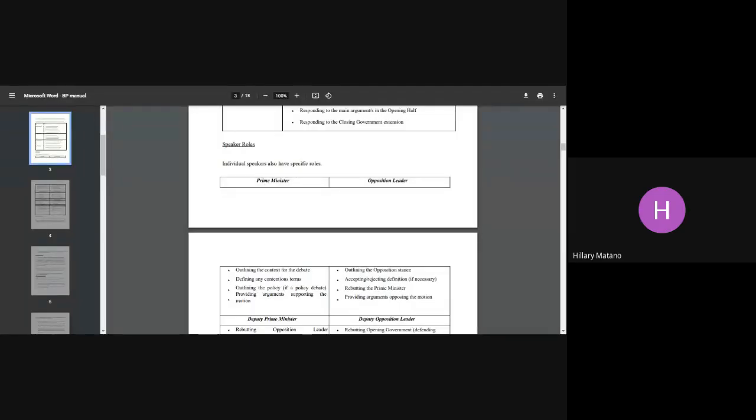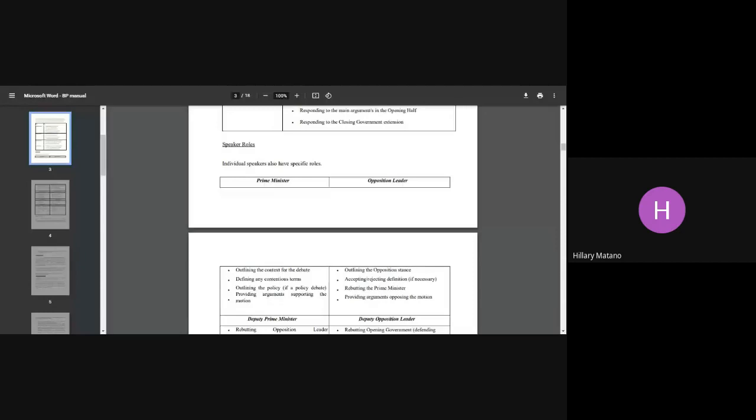So once the opposition leader has presented the case of the opposition, we move to the next speaker, which is the Deputy Prime Minister. The subsequent speakers after the Prime Minister will always have to rebut the previous speaker. The opposition leader rebuts the Prime Minister. The Deputy Prime Minister rebuts the opposition leader. The Deputy Opposition Leader rebuts the Deputy Prime Minister, and it continues like that until you get to the last speaker.